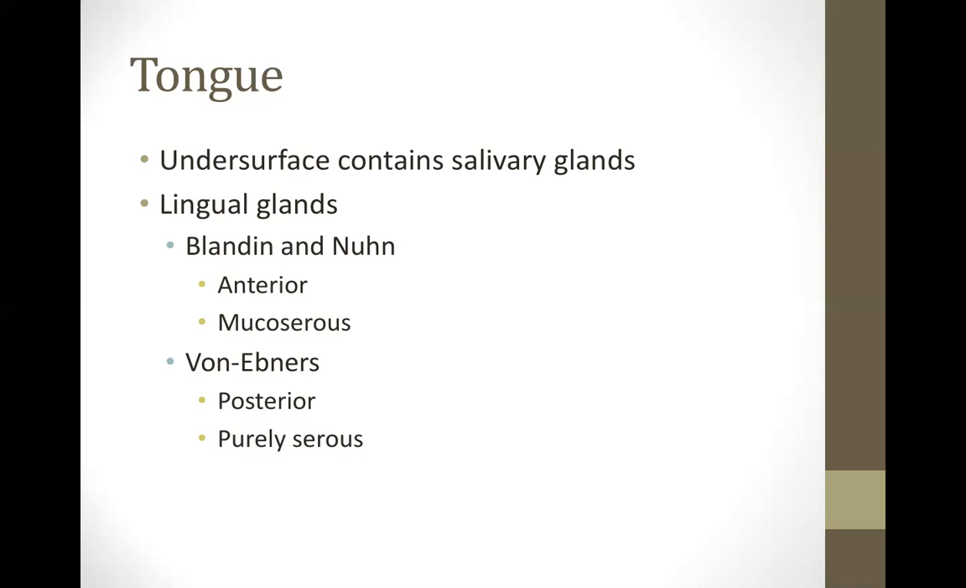Your von Ebner's glands are your posterior lingual glands, and please take note, class, they are purely serous in secretion. They are both lingual glands, depending on the location. If it is anterior, it's more mucoserous, and if it is posterior, it is purely serous. Okay.